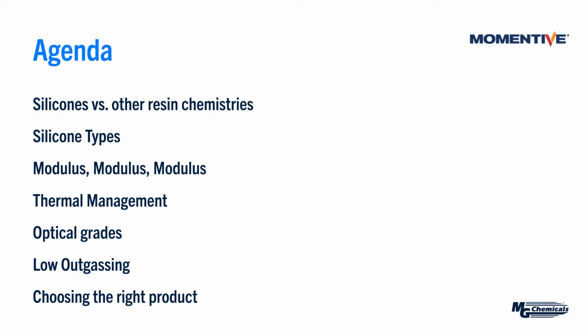So on today's agenda, we're going to look at silicones versus our other resin chemistries. And again, we've done this before, but just as a refresher, let's look at some of the pros and cons that come with silicone materials versus some of the other resin chemistries associated with both adhesives and potting applications. And then we're going to break down silicone chemistry itself. We're going to look at the different types of silicone.